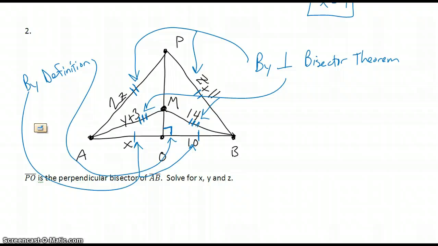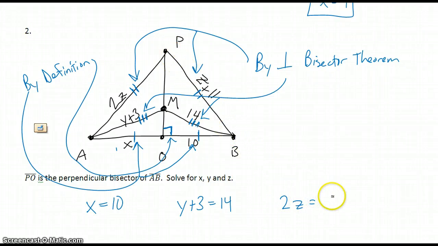So how do we use that to solve for x, y, and z? Well, we need to set up some equations. AO has to be congruent to BO, so x has to equal 10. And AM is going to be congruent to BM, so y plus 3 has to equal 14. And AP has to equal BP. 2z has to equal z plus 11.